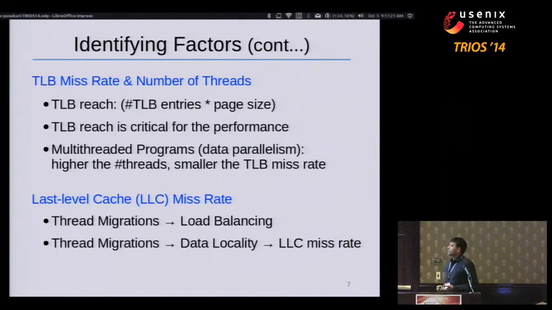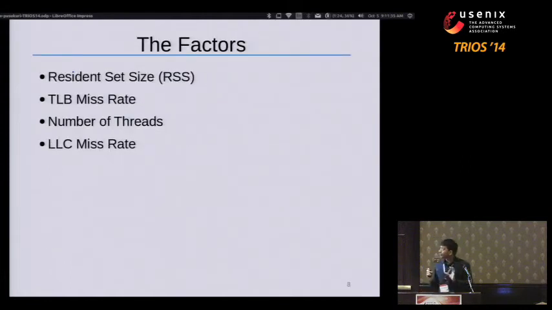Modern operating system schedulers migrate threads from one core to another core to balance the load. And thread migration affects data locality and last level cache miss rate. Therefore, last level cache miss rate is correlated with the WSS. So we identified that RSS, TLB miss rate, number of threads, and LLC miss rate are the initial factors that correlate with the WSS of multi-thread programs running on multi-core, multi-socket systems.